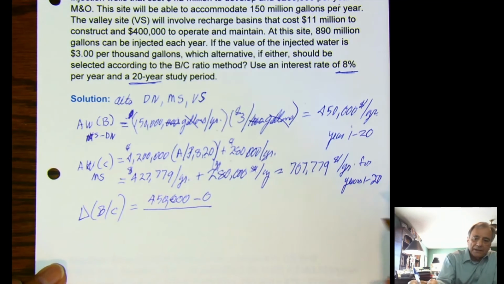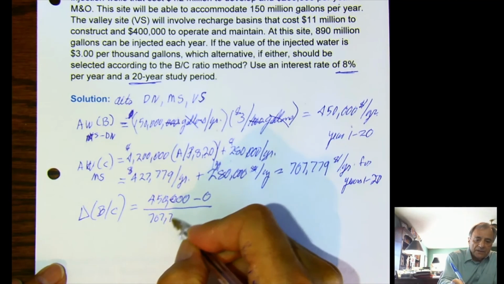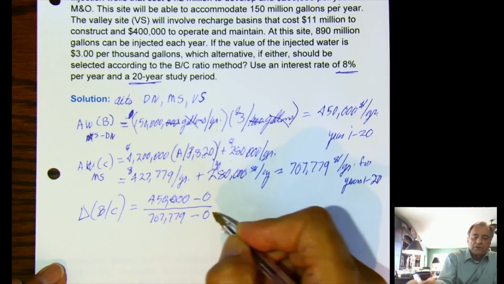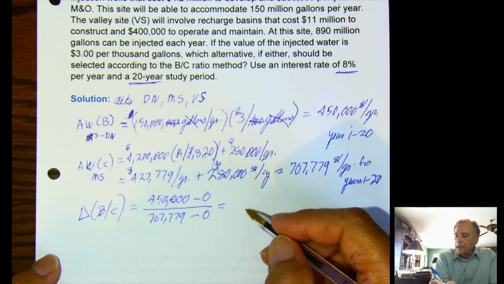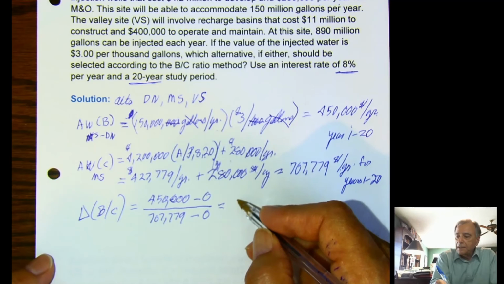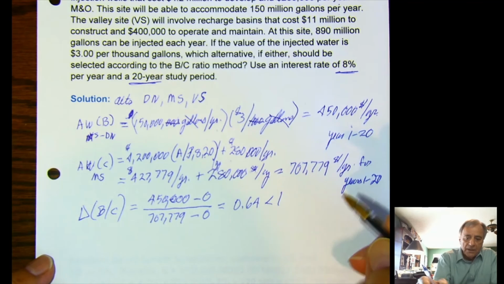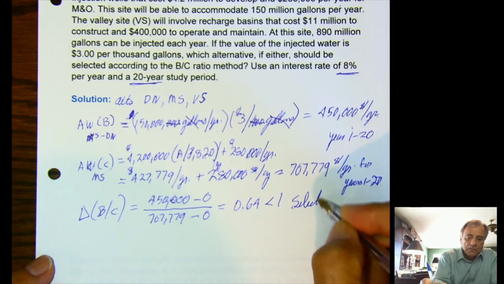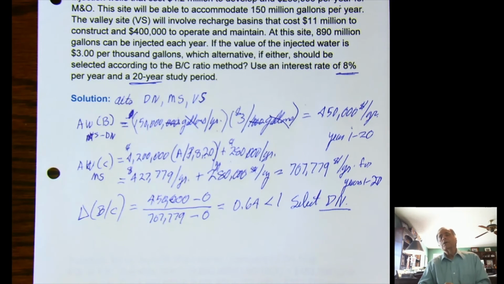Divide that by the cost of the mountain site, 707,779, minus the cost of do nothing will simply just give me 450 over 707. And when I do that, of course, I get something less than 1. I get 0.64, which is less than 1. So I select do nothing. And so the next comparison will be do nothing versus the valley site, the much bigger site.